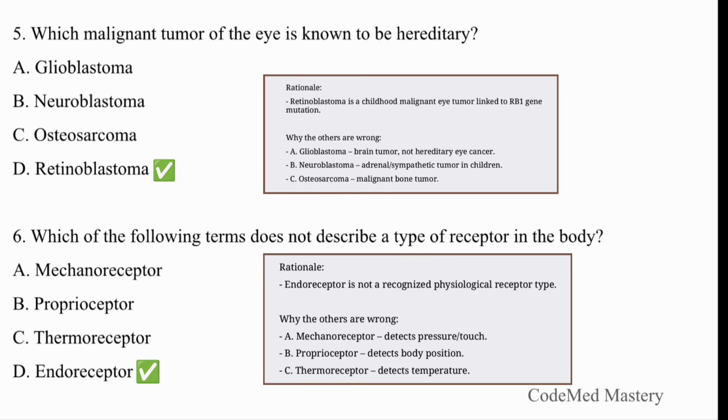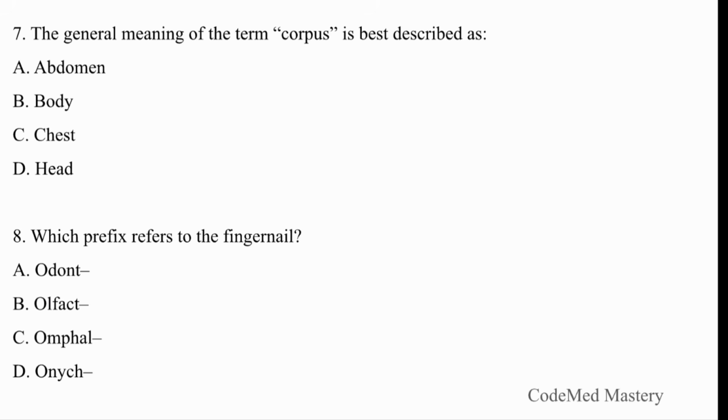Let us see 7th question. The general meaning of the term corpus is best described as option A, abdomen. Option B, body. Option C, chest. And option D, head. The correct answer is option B, body.